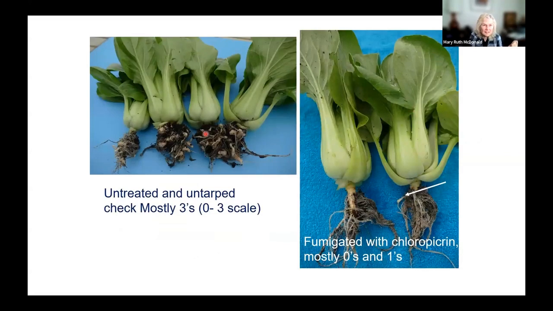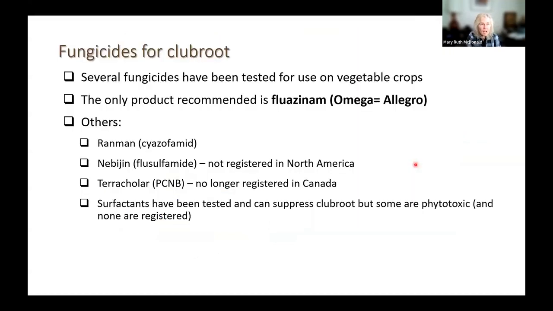And just so you can see what this looked like, there was high clubroot in our non-treated check. Where we had fumigation, there was mostly no clubroot, just tiny little side clubs that don't affect the growth of the plant at all. So I'm going to finish up with a little bit on fungicides, and then also talk a bit at the end about a biocontrol that we're looking at.